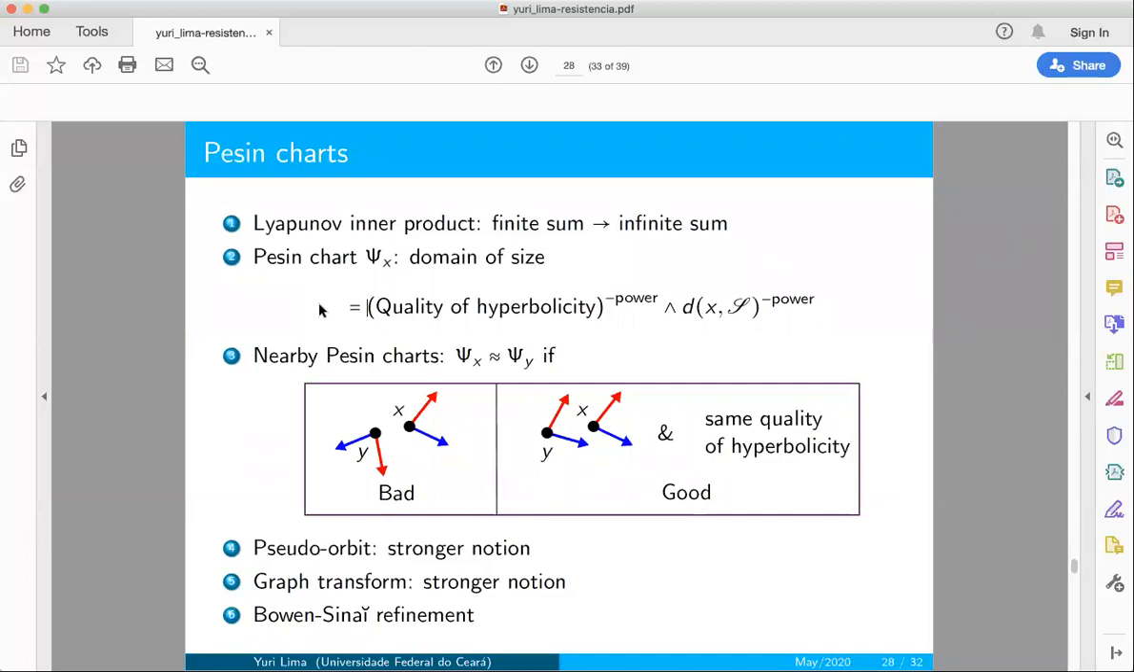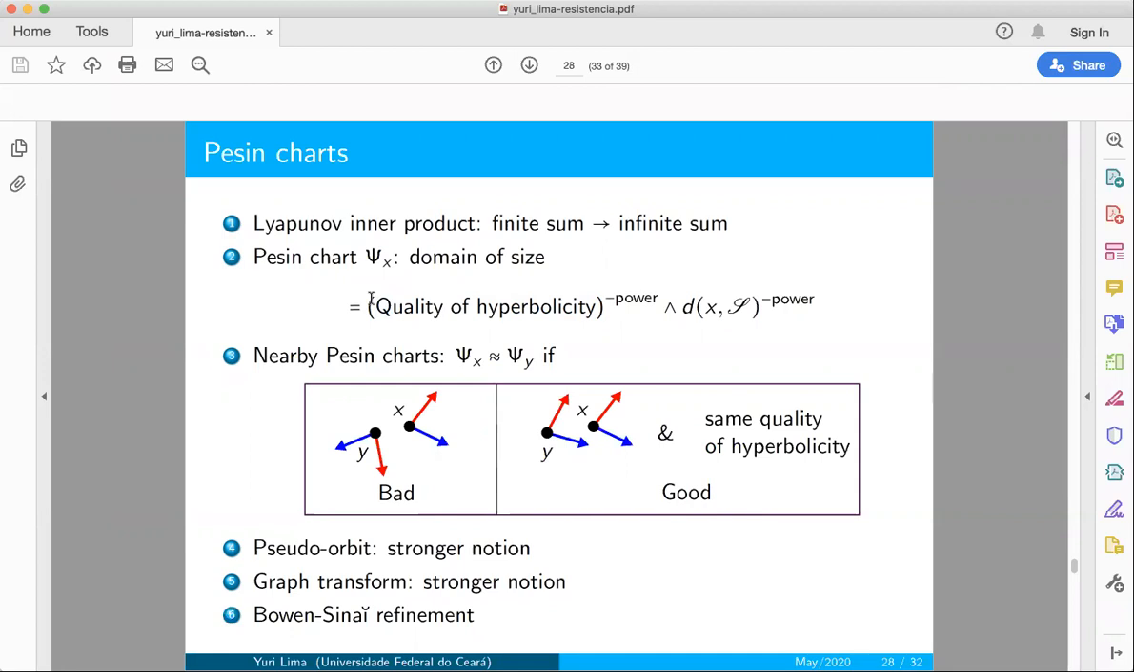It is actually equal to the quality of hyperbolicity to some negative power. So recall that I said that whenever the hyperbolicity is bad, this number is big. And this number being big means that this number raised to a negative power is very small. So this part here of the domain of the size says that whenever you have bad hyperbolicity, the domain of the Pesin chart has to be very small.